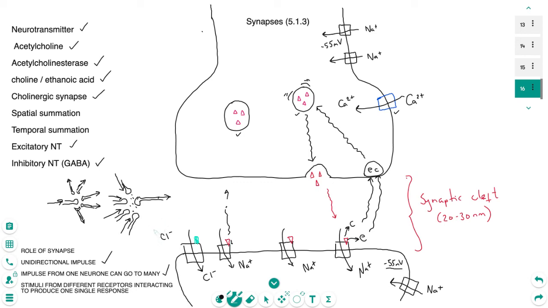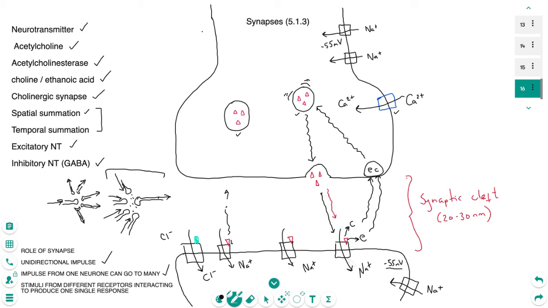So now we're talking about two different types of summation. So we've got spatial summation. This one here, I've just drawn here, this is spatial summation where you've got many different neurons which have got their own impulses firing at the same time. So what you have to appreciate is just because a neurotransmitter diffuses across and causes the channels to open, that neurotransmitter is going to get broken up very quickly by enzymes and that will close again.